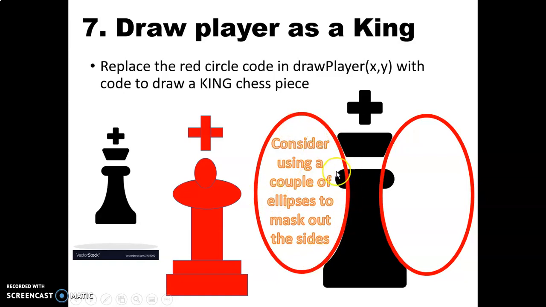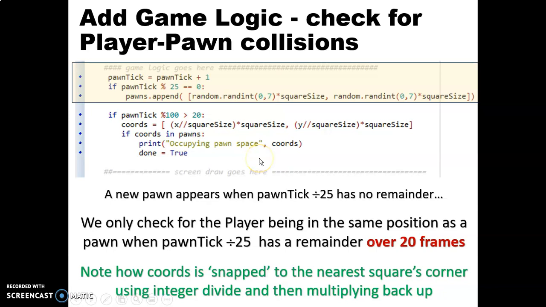It'd be nicer to chop out some ellipses and make nice curved edges, but I'll leave that as an exercise for you after you've got things sorted out. But let's turn it into an actual game now. We want to make sure that we're not in the same square as a pawn.